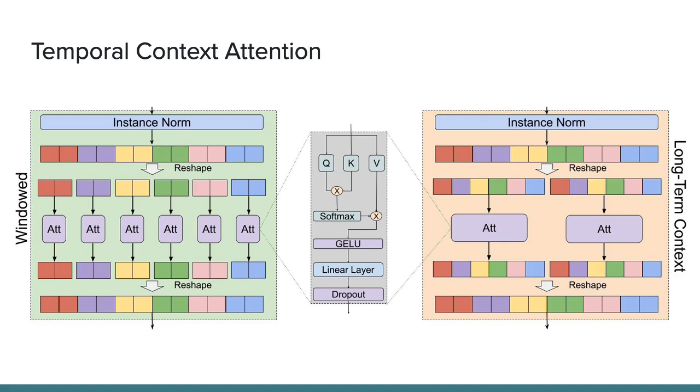Here you can see an overview of the attentions. Since applying attention to long sequences such as untrimmed videos is impractical due to the quadratic complexity of the self-attention blocks, we combine windowed attention, where we divide the sequence into small windows and compute the self-attention over each window, and long-term context, where the video is subsampled with different offsets and the self-attention is computed over the subsampled sequences.